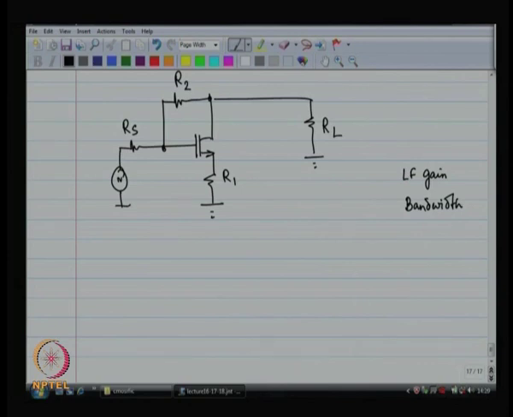Now, low frequency gain we are going to find out in a moment, but before that I just want to say something about the bandwidth. How are we going to find out the bandwidth of this circuit? Can we use the method of open circuit time constants? Yes, we can. We can use the method of open circuit time constants, there is no problem.